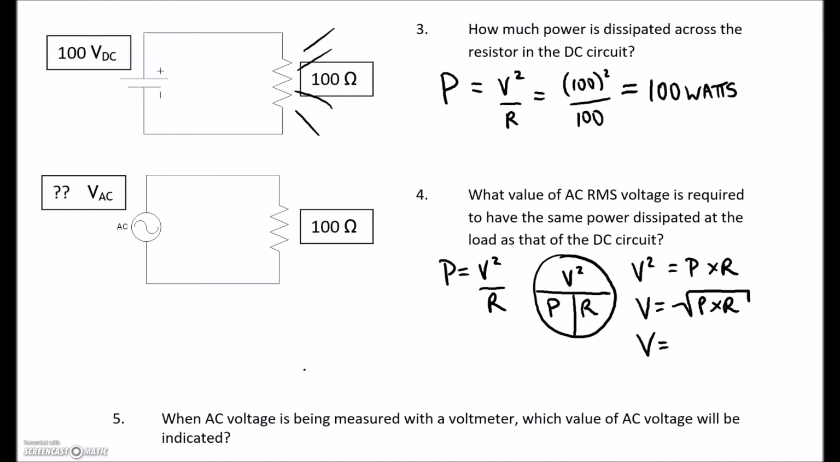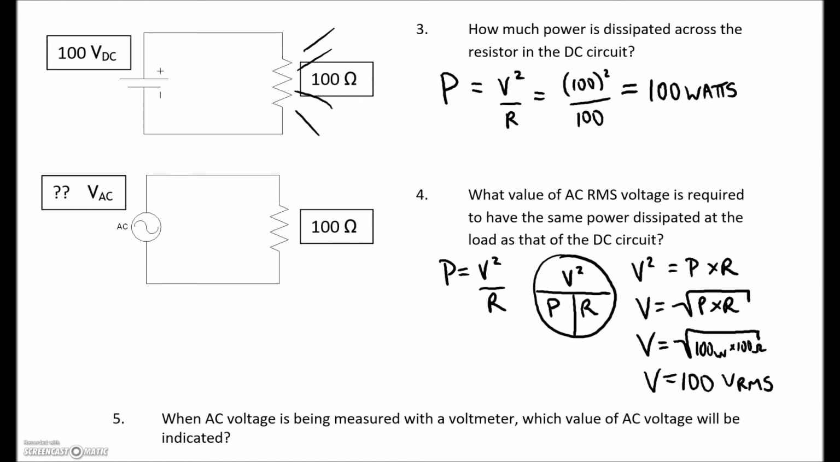Now hopefully you can already see that we need the exact same voltage, right? But let's just put these values in. Again, we've got 100 watts. We're going to multiply that by 100 ohms. And we know that 100 times 100, take the square root, is going to be 100 volts.